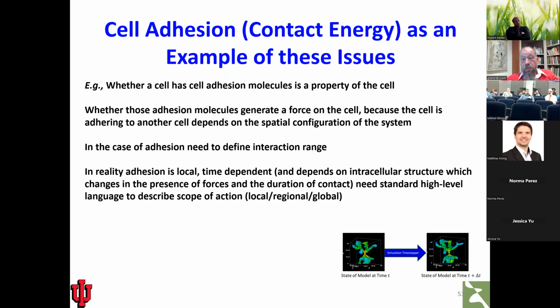As a simple example, one of the most important things cells do is stick to each other. Well, whether a cell has an adhesion molecule on its surface or not is a property of the cell. That's an object property, it's clear. On the other hand, whether those adhesion molecules are generating a force on the cell depends on whether the cell is in a spatial relationship with other cells. That means we have to define a rule for when that interaction occurs, for example, an interaction range.